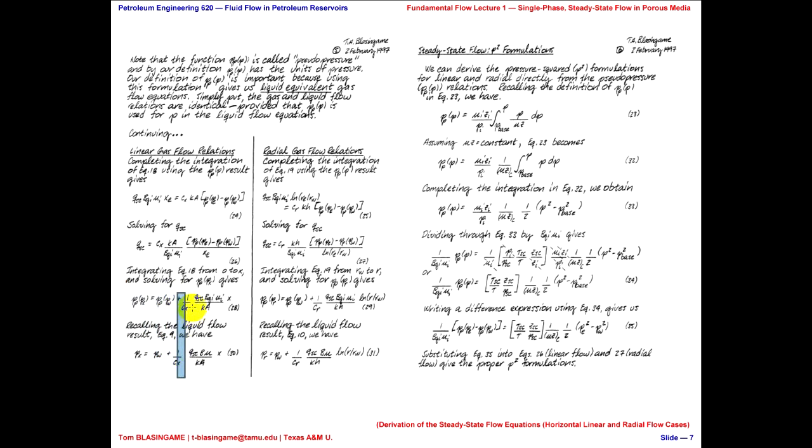1 over Cx, no big deal. QSC, no big deal. Ka, no big deal. B over mu, no big deal. BGI, mu GI, no big deal. So does everyone see the similarity here? Yes? No problem. Everybody got it. Same thing on the radial flow side.